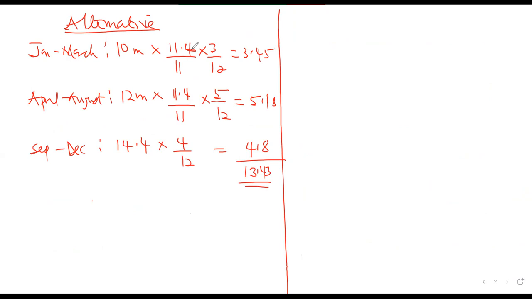Oh, there is a difference in some of the figures. Okay, so the first one is 2.41. Sorry, the first one, I'm getting 2.59. It's 2.59. Okay, I'm getting 4.1. Let's see which one gives us the 12.57. Okay, let me do it again. 11.4 divided by 11 times 3 divided by 12. 2.59. You can recheck and see 2.59. Okay, let's now add.